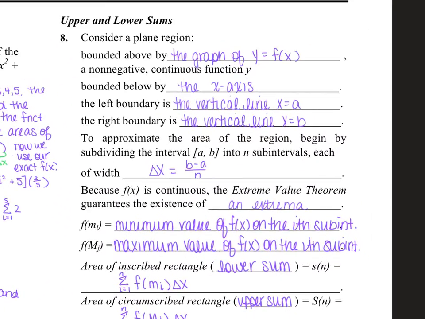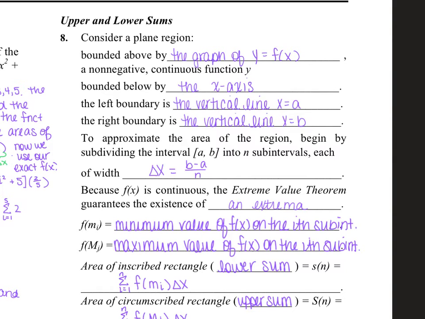All right, so now let's actually really dive into this idea of upper and lower sums. So we have a plane region. That just means that it's on the coordinate plane. It's just a two-dimensional region. It's bounded above by the graph of the function. So for instance, our last one was negative x squared plus 5. So whatever function you have. It's bounded below by the x-axis.